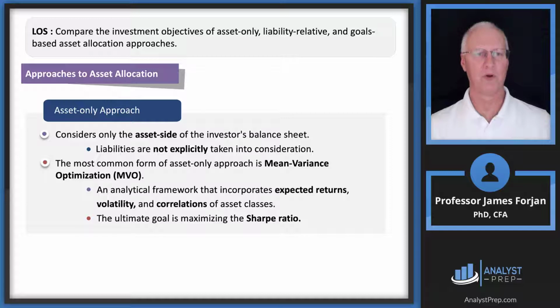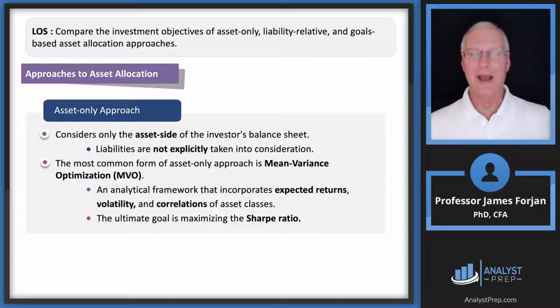All right, how about approaches to asset allocation? So this is one of the more important LOSs as I see it inside of this reading. All right, the asset-only approach. It's exactly what the name suggests. We're only looking at the investor's balance sheet. We're not really worried about the liabilities over on the right-hand side.